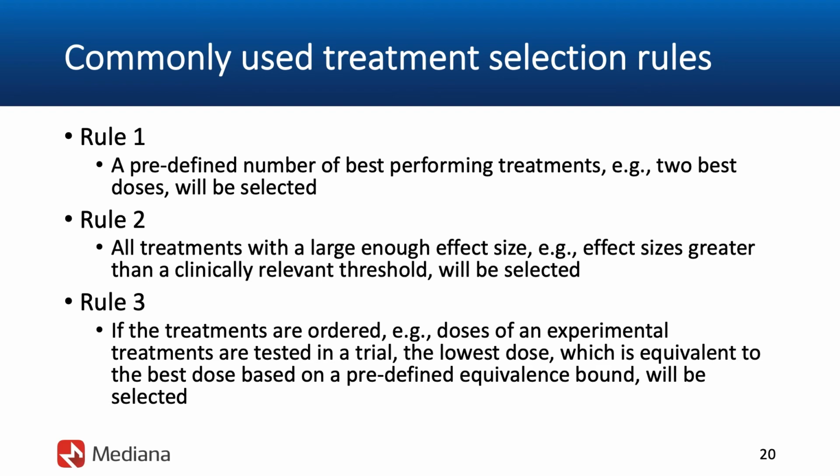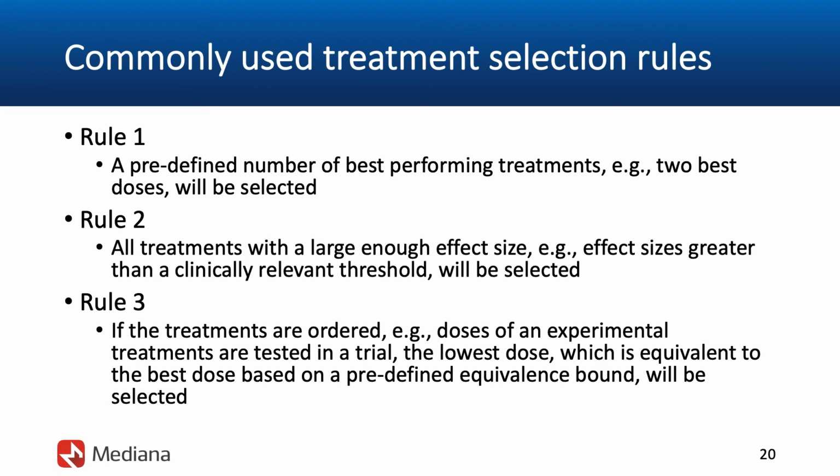Over the next several slides, I'm going to illustrate the following rules that are quite popular in the context of adaptive designs for data-driven treatment selection. The first one pre-specifies the number of best performing treatments. For example, at the beginning of the study, the sponsor might prospectively state that 2 best doses or 2 best regimens will always be selected at the interim analysis. Rule number 2 reformulates this approach based on the effect size. In this case, all treatments with a large enough effect size, for example, an effect size greater than a clinically relevant threshold, will be selected.